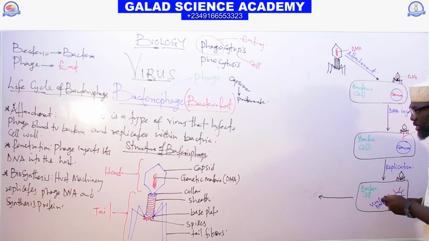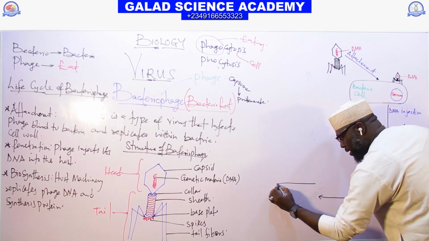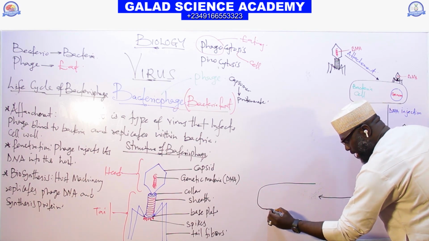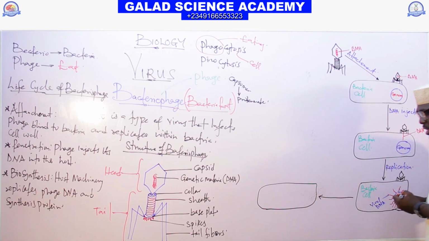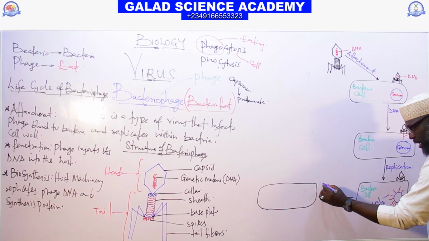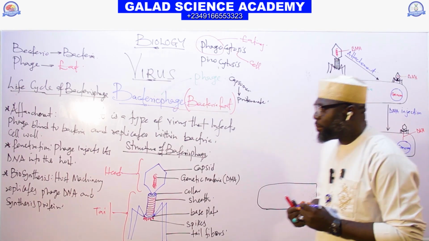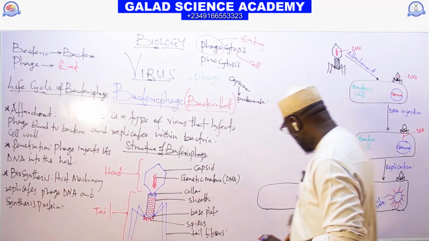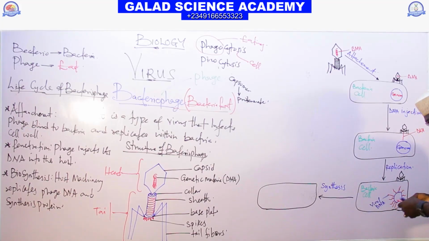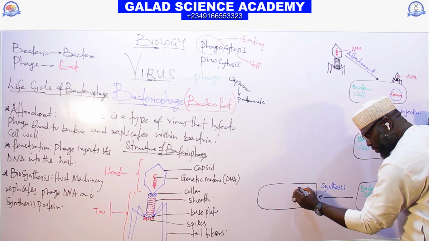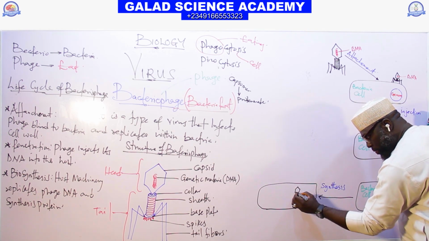When the synthesis occurs, you will have a bacterial cell here again. The replication and synthesis are under biosynthesis. So when the biosynthesis occurred here, this viral DNA will not lead to form another one.